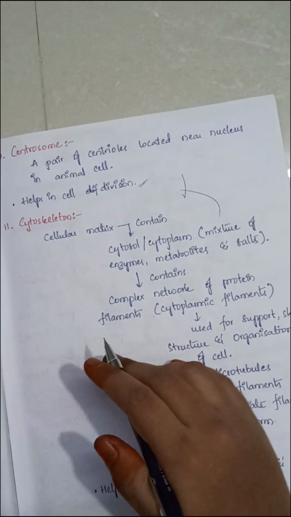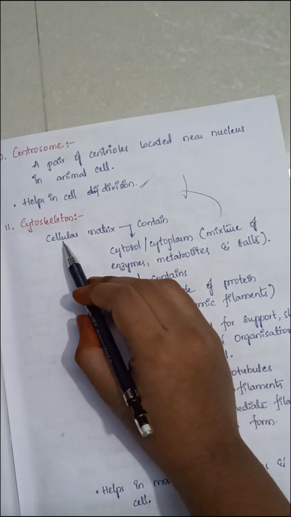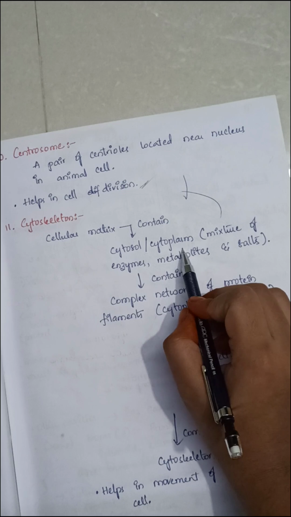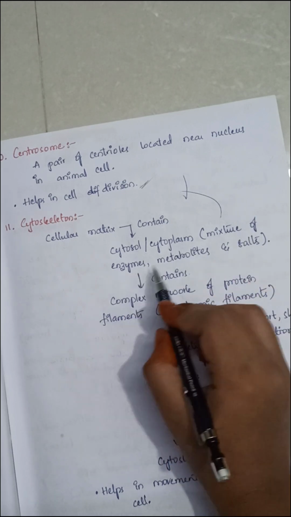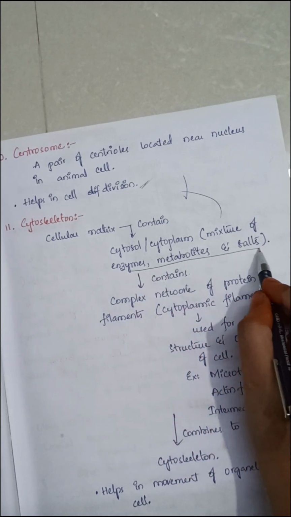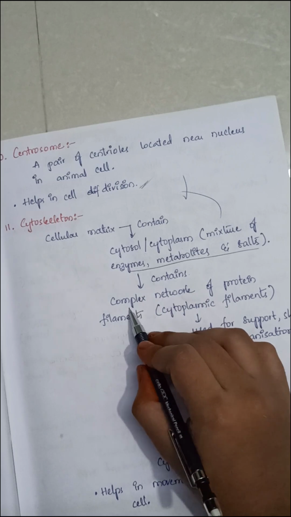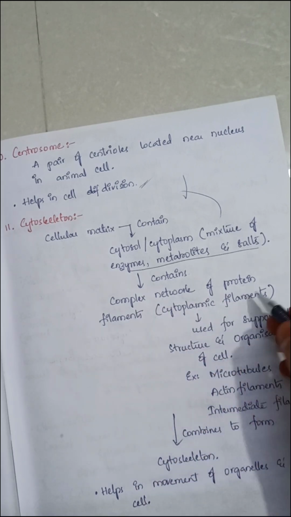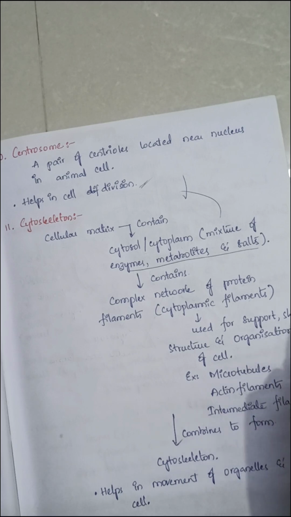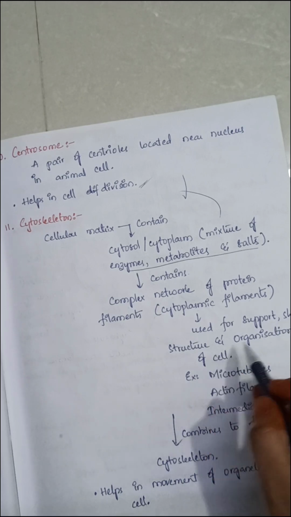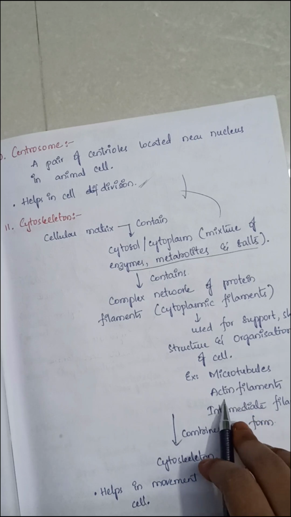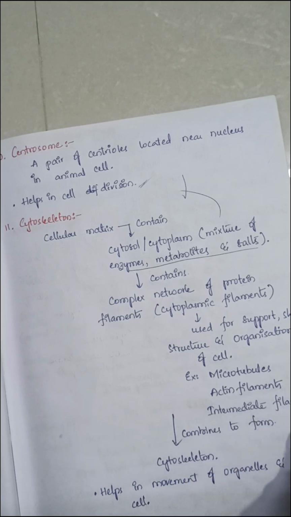Then what is cytoskeleton? Cytoskeleton is in the cellular matrix, which contains cytosol, cytoplasm, a mixture of enzymes, metabolites and salts, and a complex network of protein filaments like cytoplasmic filaments, which are used for support, shape, structure and organization of the cell. For example, microtubules, actin filaments, intermediate filaments, which combine to form the cytoskeleton.